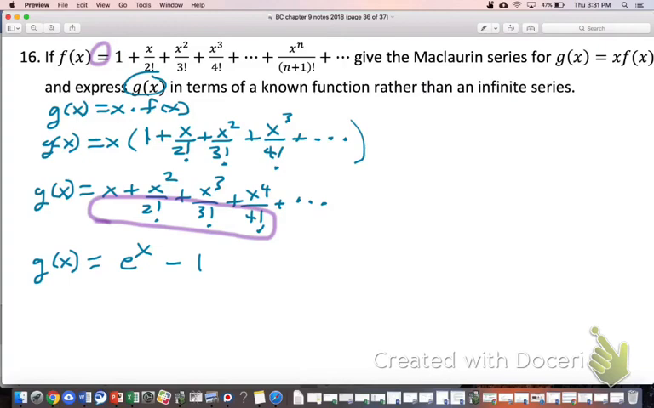That would essentially just peel that 1 off or cancel that 1 off the front, giving us the exact power series that we have right there. So I'd go with this for our answer on 16. All right, let's move on to the last one.